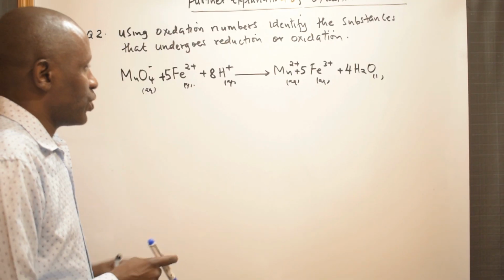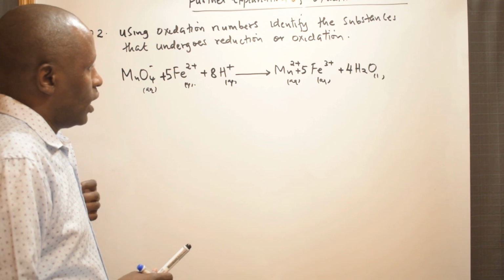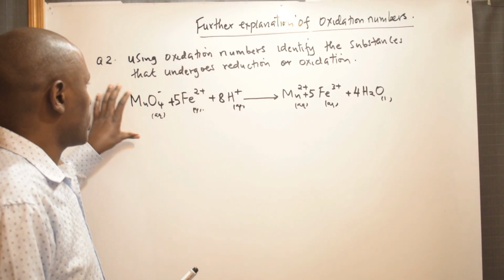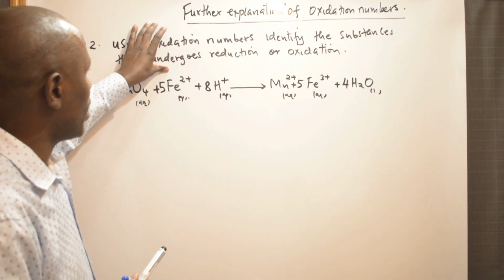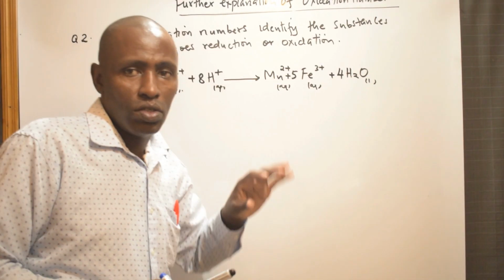Now, in my second example here, I'm going to have an equation, and in this particular equation we are required to identify substances that undergo reduction or oxidation.